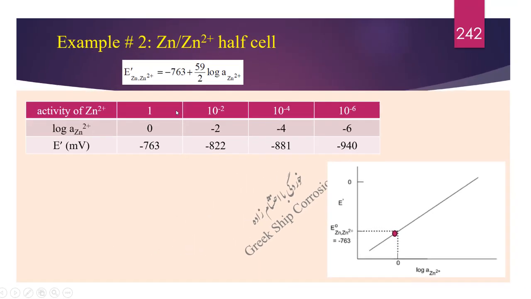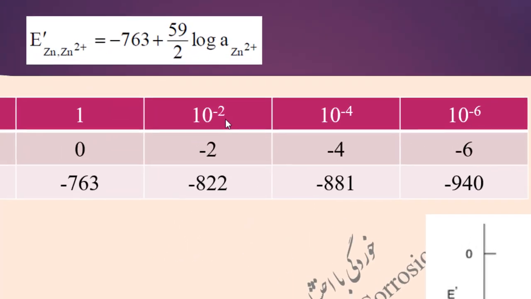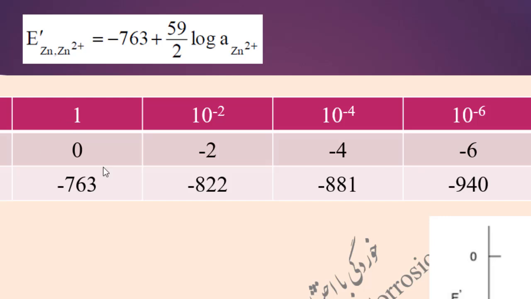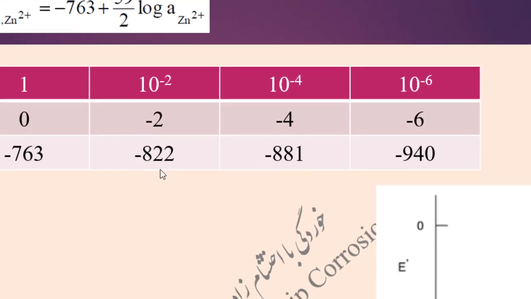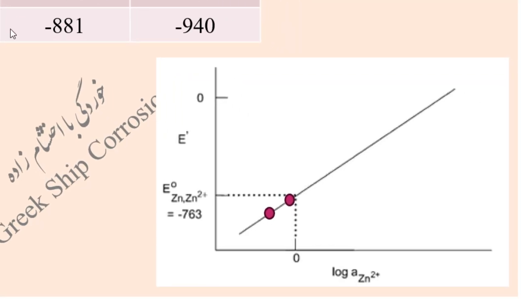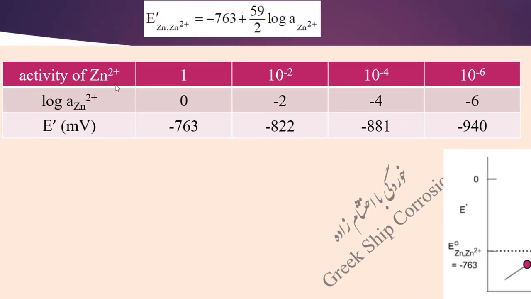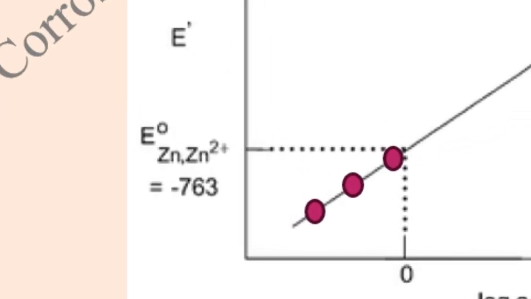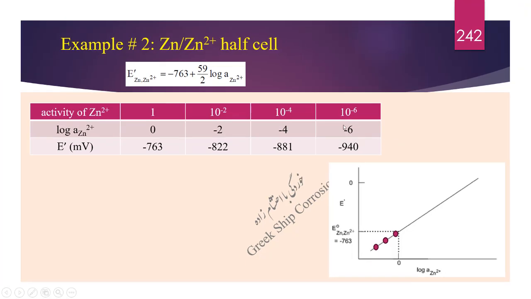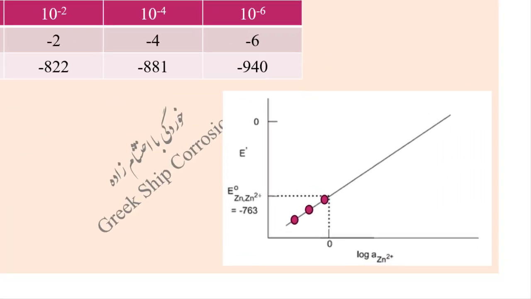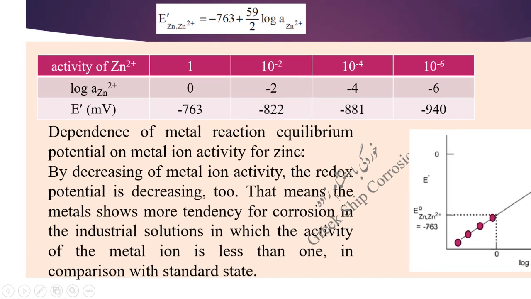If the activity of Zn2+ equals 10 to the negative power of 2, then the non-standard potential of this half cell equals negative 822. If the activity of the cations equals 10 to the negative power of 4, the non-standard potential is negative 881. And if the activity of Zn2+ equals 10 to the negative power of 6, then the non-standard potential equals negative 940. Dependence of metal reaction equilibrium potential on metal ion activity for zinc.